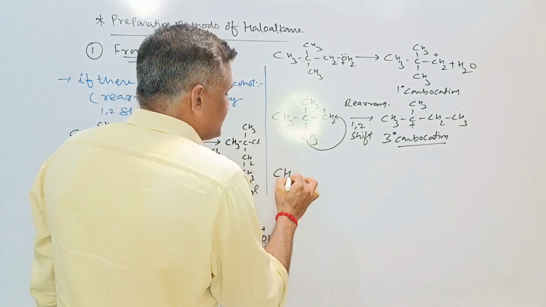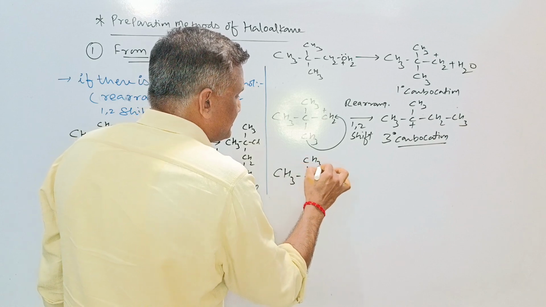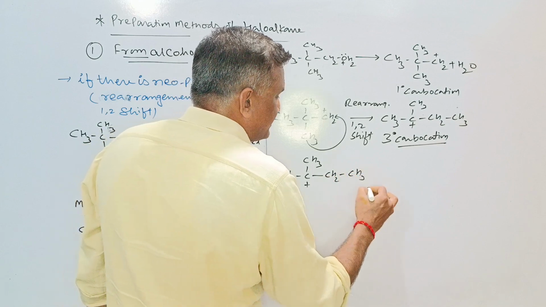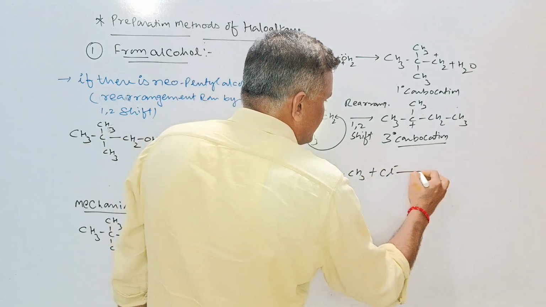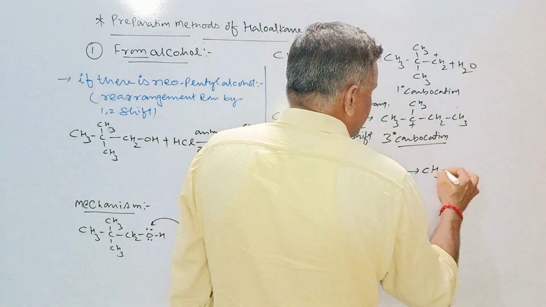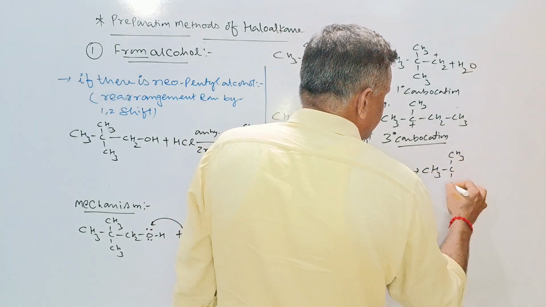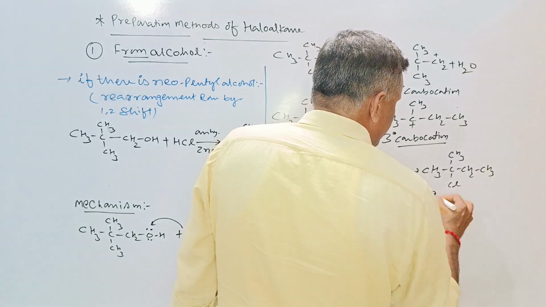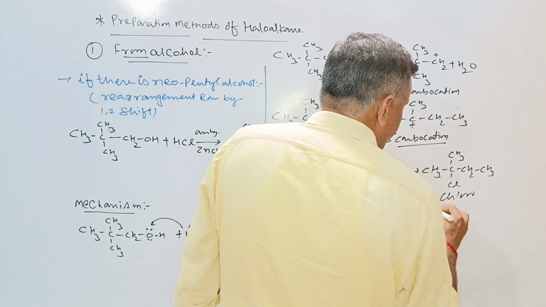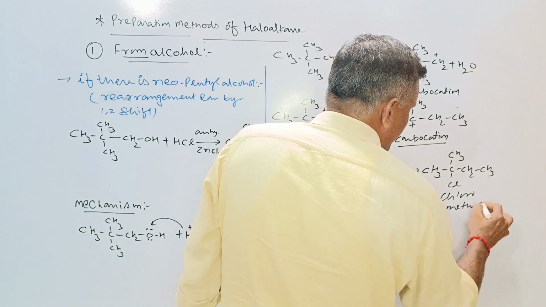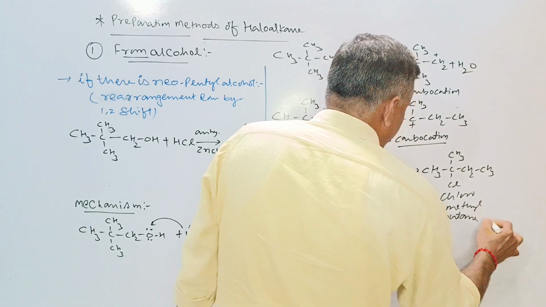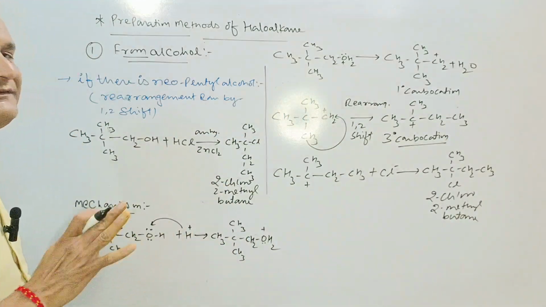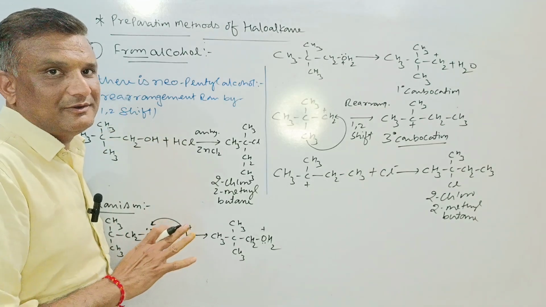Now CH3, C, CH3. Here is the positive charge, here is the CH2 and CH3, attack of Cl minus. So the product will be CH3, C, CH3, this is Cl and CH2, CH3. The name of the product is 2-chloro 2-methyl butane. And as I told you, according to the reaction, this is 2-chloro 2-methyl butane. So this was regarding if there is neopentyl alcohol.